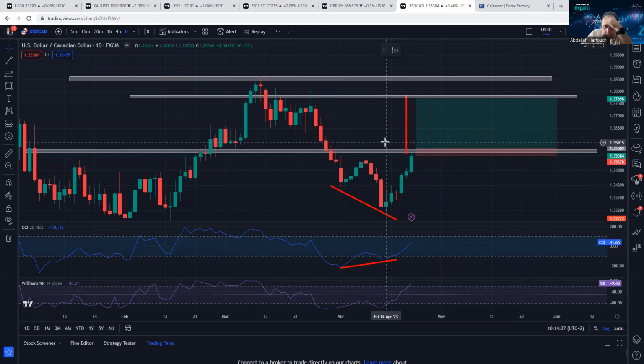135.42, 135.79 TP1, 136.27 TP2, 137 TP3, and 137.70 TP4.